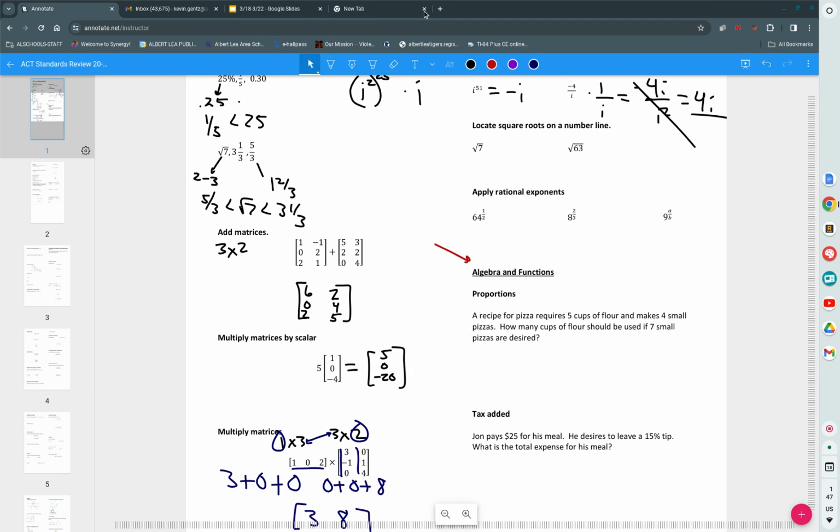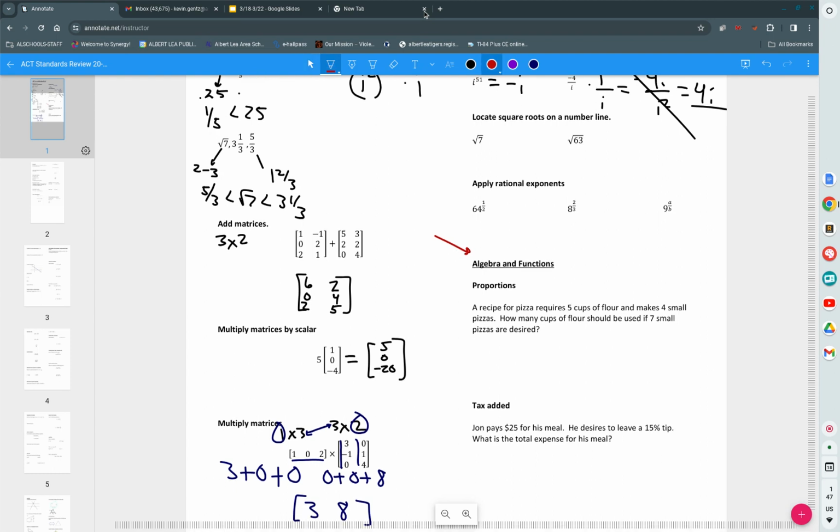Locating square roots and understanding what integers they are between, something you'll be asked to do as well. Square root of 4 and square root of 9 is going to be what makes up the square root of 7. It sits between those. So square root of 7 will sit between 2 and 3. Square root of 63 sits between root of 64 and root of 49. So it sits between 7 and 8.